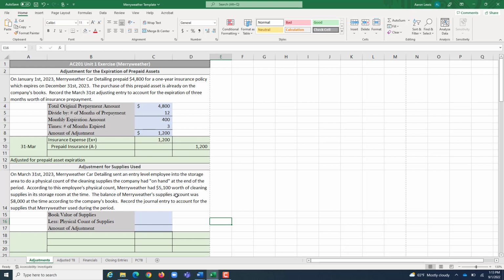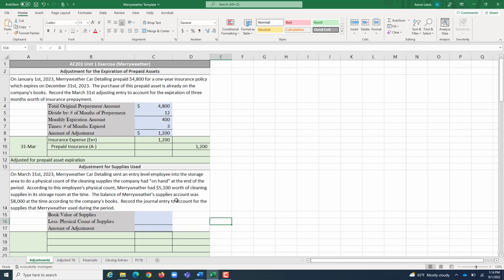You send somebody in to where you keep all of your supplies that you need to do your job function, and that person goes through and takes a physical count of every little thing that you have in there to determine what is the total value of the supplies that you have on hand. And this person who did the physical count decided that there was $5,100 worth of cleaning supplies in the storage room at the time of the count, March 31st.